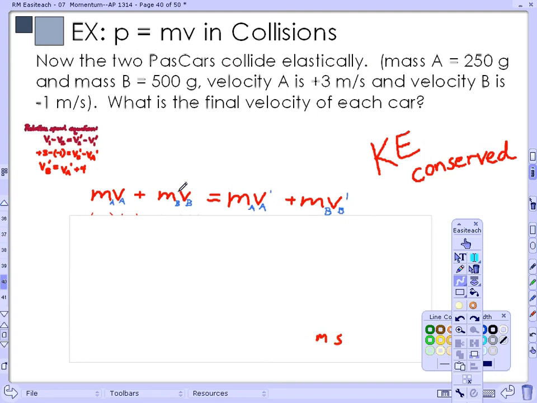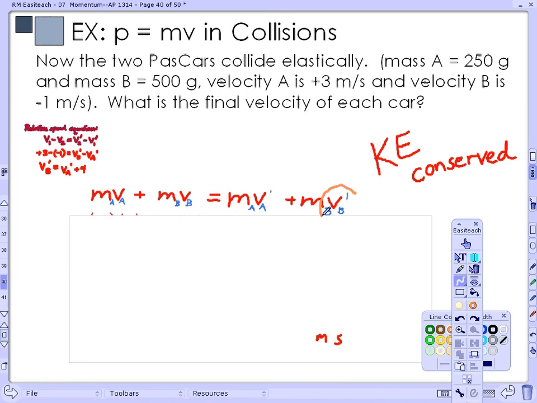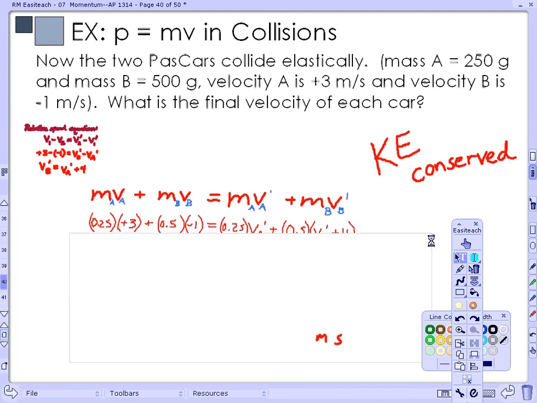Don't make the mistake of thinking this V sub A is necessarily the same as this V sub A prime after the collision. This is just conservation of momentum: total momentum before, total momentum after. Now I'm going to plug in like crazy, including that expression for VB prime. This will get plugged in for this variable VB prime, with an expression in parentheses. So here we go: 0.25, positive 3, 0.5, negative 1. I don't know what VA prime is, but look what happens here.